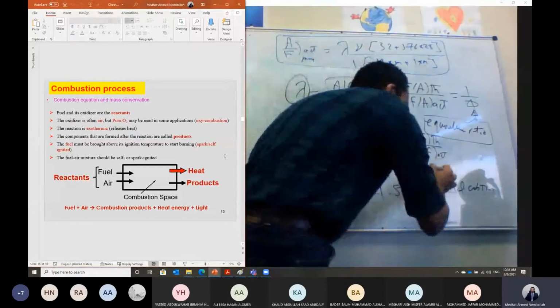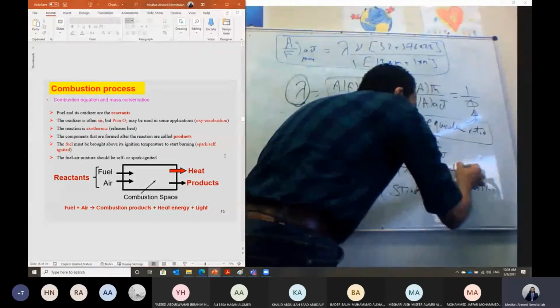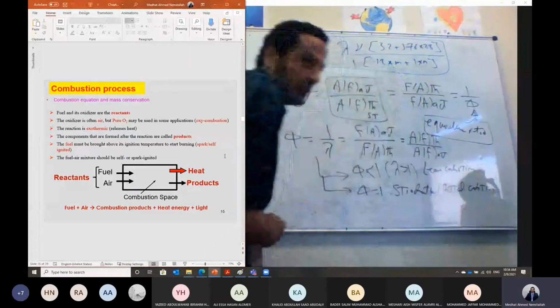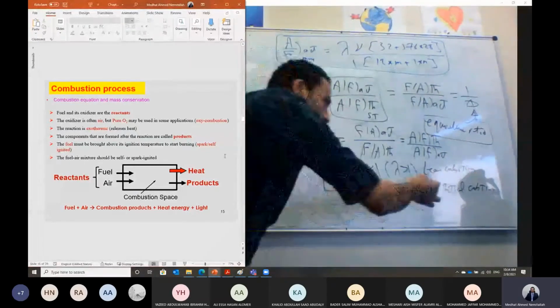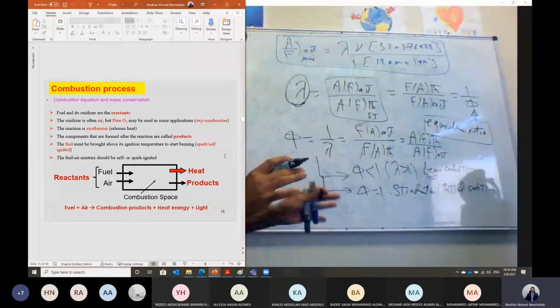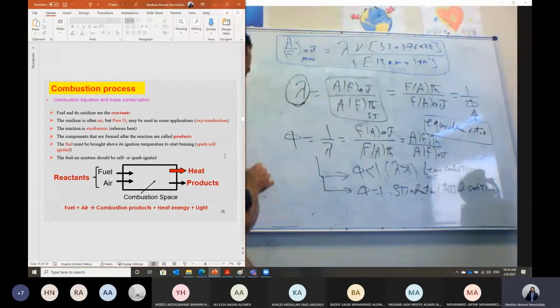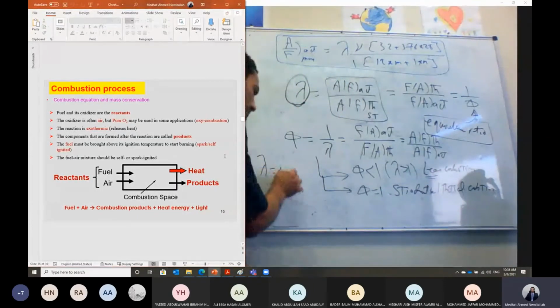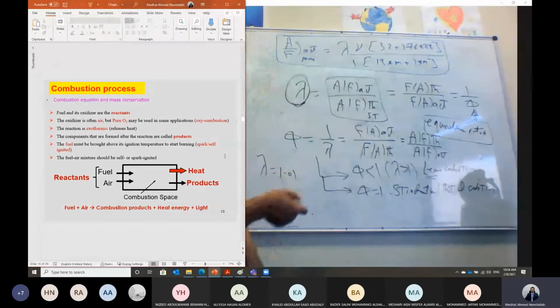And the combustion in this case is lean burning, or lean combustion. And usually, as I told you, we prefer to work with lean combustion, slightly lean. So usually in a gasoline engine, lambda is about 1.01 or something, or 1.02.